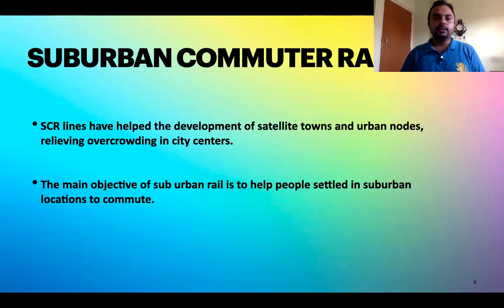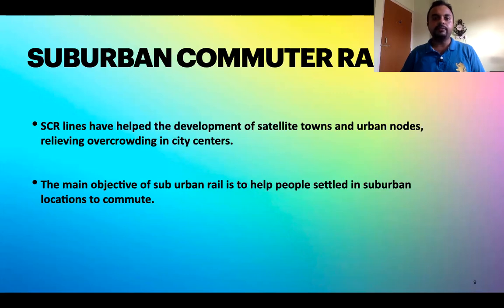Moving forward, what is the suburban commuter rail? Suburban commuter rail is the rail network that is used to transport people from the suburban areas, which are located far away from the central business district or the city center area, to the city center or the central business district area. If we have a good transportation system to the suburban region, the city will not be overpopulated. That is why suburban transportation is very important.